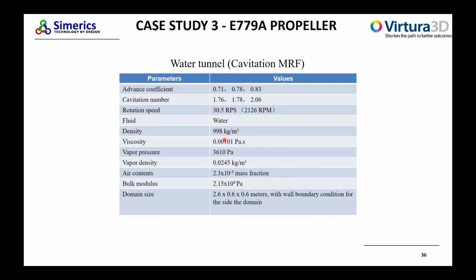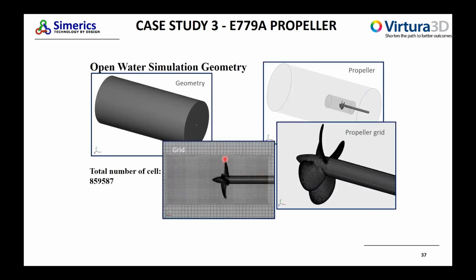So water is used as the medium, with the density and viscosity shown here, the same vapor pressure, as well as the air content that we used in the model. For this model, which was done, I think, a few years back, the mesh is on the smaller side, about 850,000 cells. For the propeller location, we do a refinement zone. We can choose regions where we localize the refinement zone using our user-defined functions. So the propeller and the surrounding zone have a finer mesh compared to the outside mesh, which is coarser.